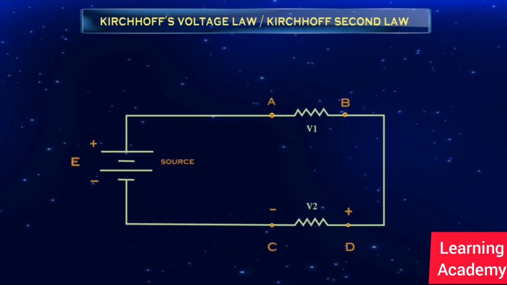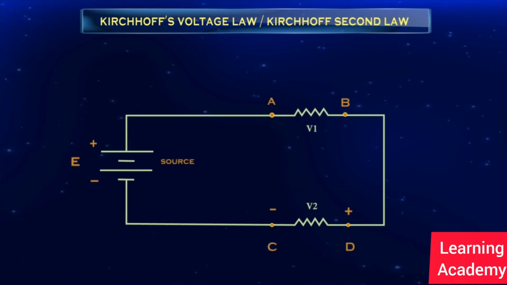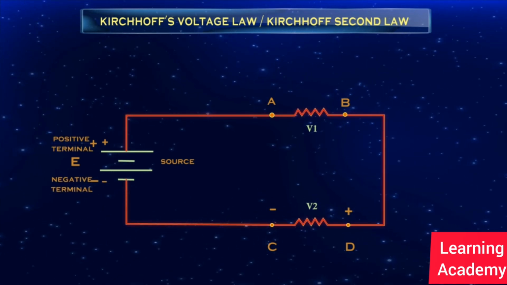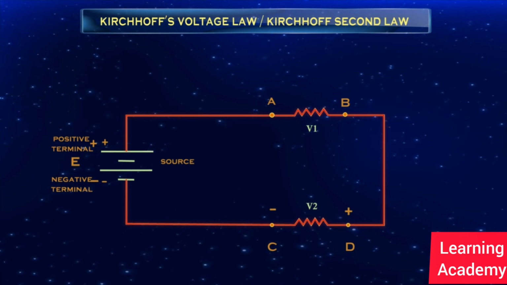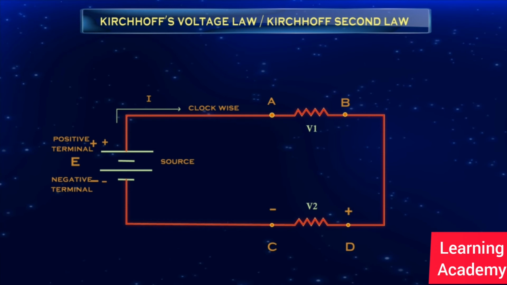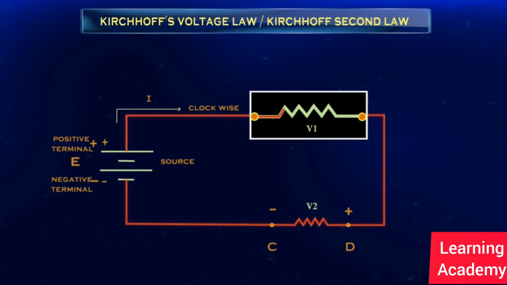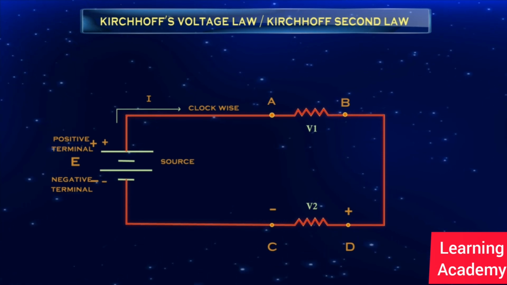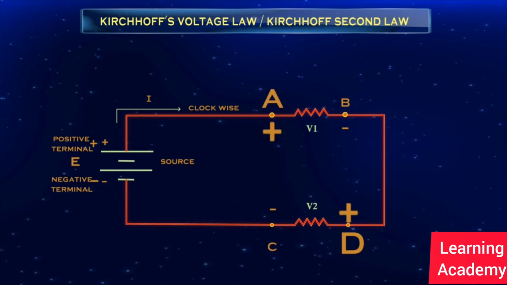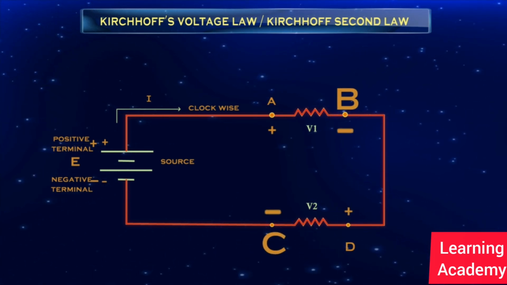For example, let us take a simple circuit. We know that the conventional current flows from the positive terminal of the source to the negative terminal of the source through the circuit. So, the current direction in the circuit is clockwise. And also, the current flows from the positive end to the negative end of the resistors. So, the current entering point becomes positive, and the leaving point becomes negative. So, the points A and D are positive, and B and C are negative.